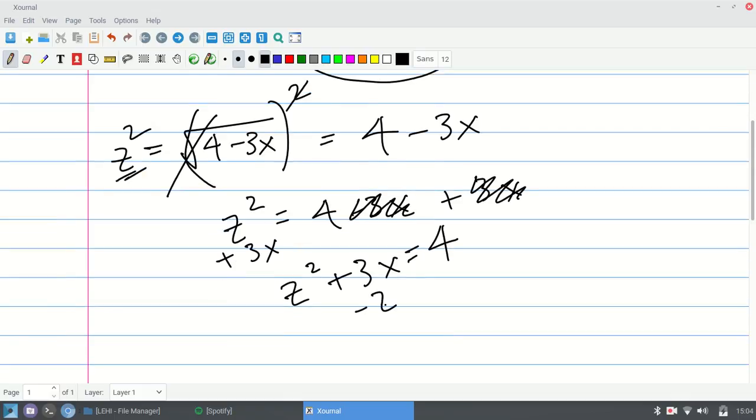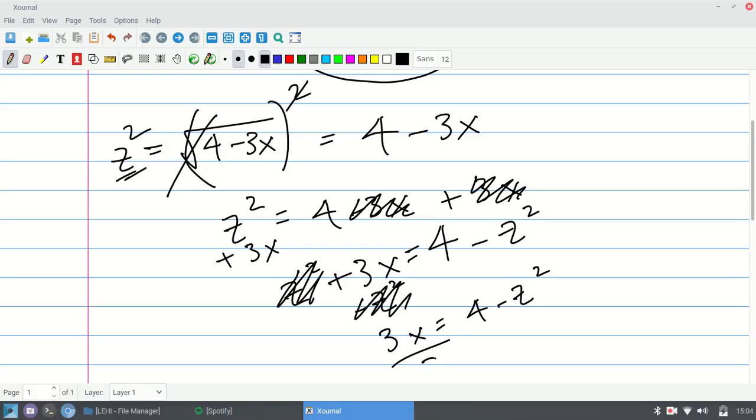Now take away z squared from both sides, so I kill this off. So 3x equals 4 minus z squared. To finish off, I divide both sides by 3, and I get that x equals a third of 4 minus z squared. So this is what I get for x.